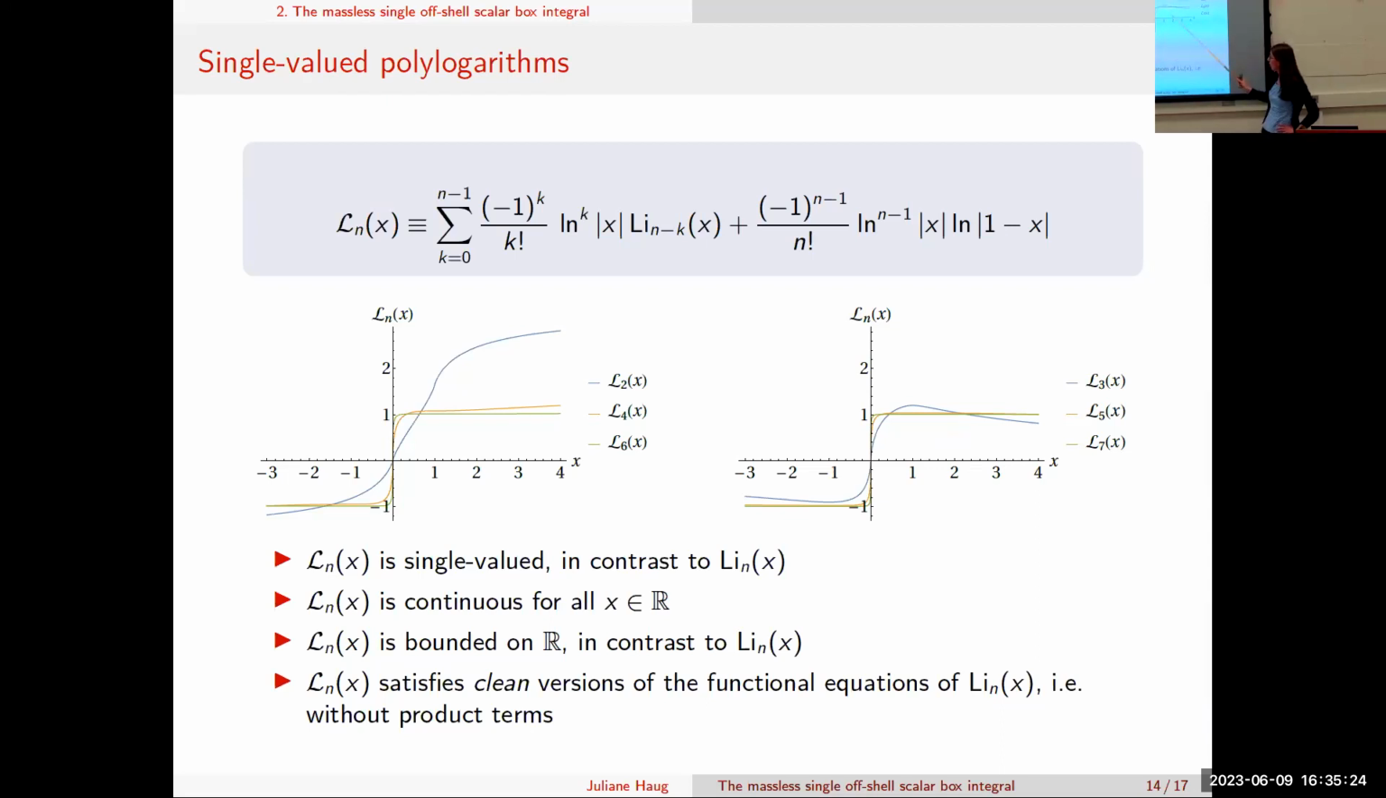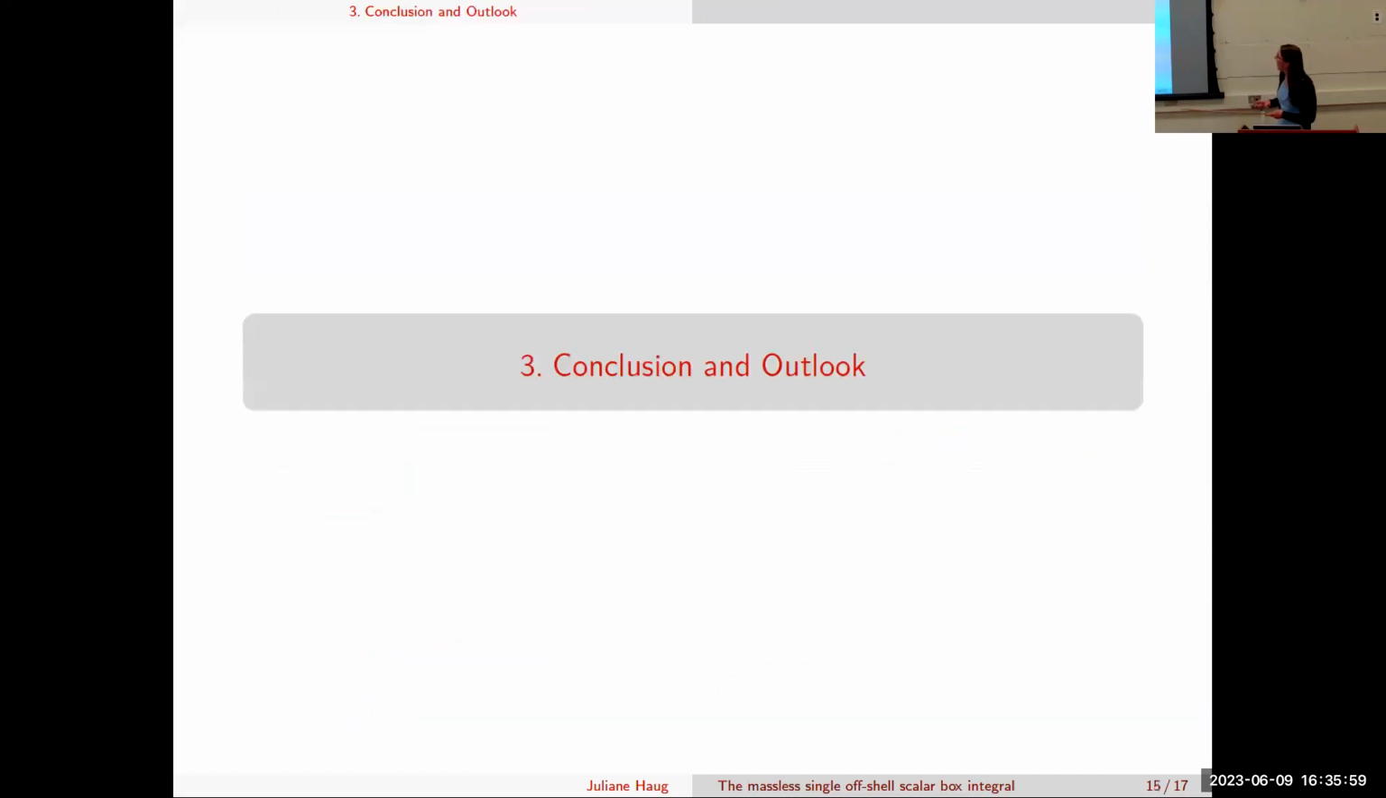And here we have plots of the first few single value polylogarithms, which show that you can plug a real number in and you get back a real number. And they also have some nice properties. They are bounded, so they don't diverge anywhere. And they satisfy clean versions of the functional equations of the regular polylogarithms, so it does make sense to label them polylogarithms. But this is very technical, it's enough to know that they are just defined as a linear combination of other functions.